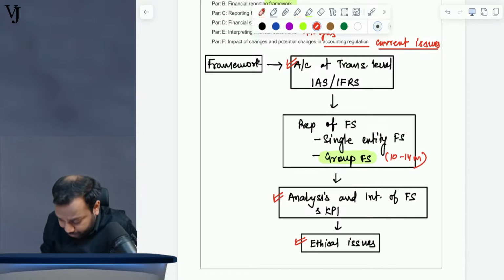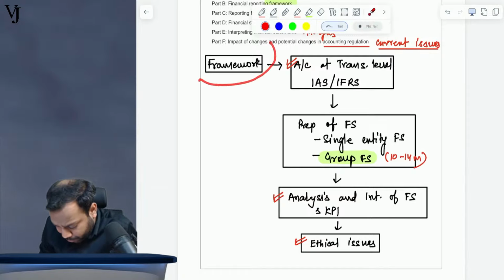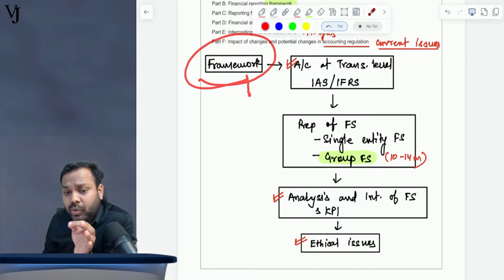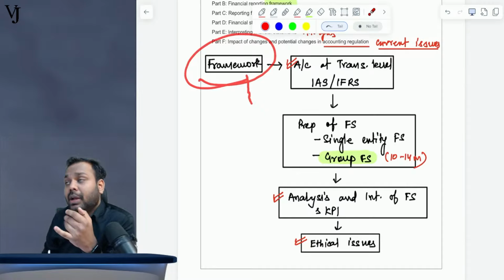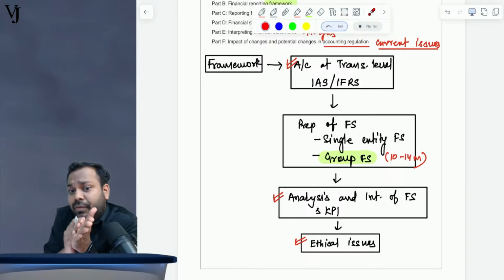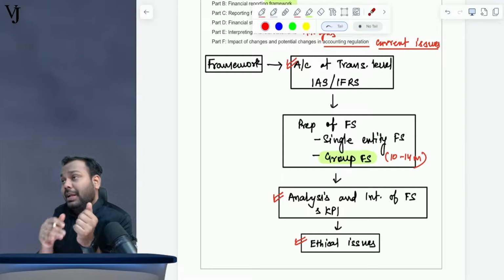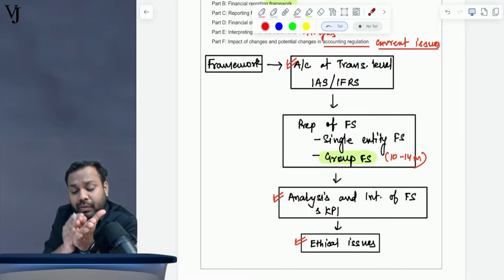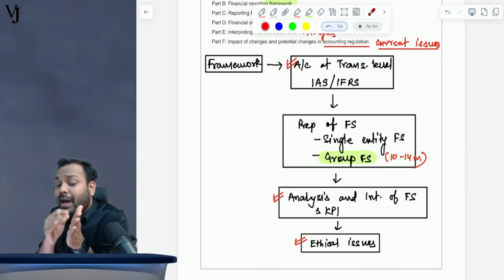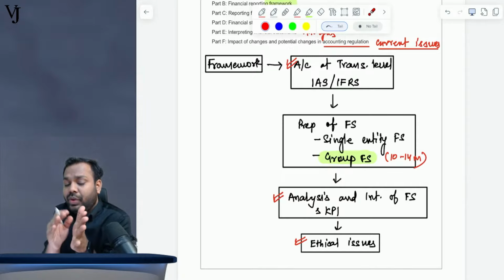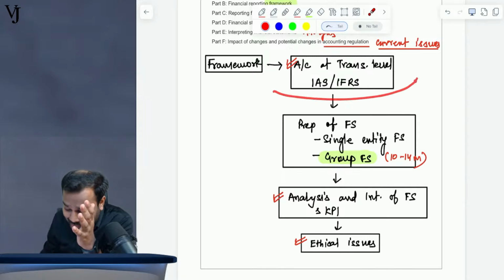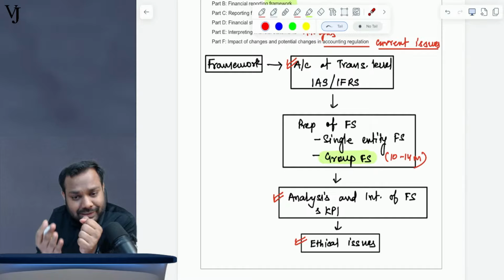So from a framework perspective, they expect you to know the entire framework. They expect you to know when the framework and any particular standard are in line with each other, and when the framework and the particular standard are not in line with each other. At transaction level, they want you to know the standards.